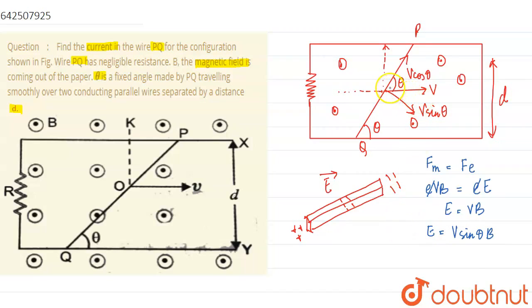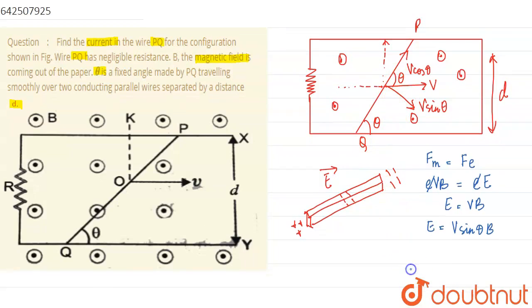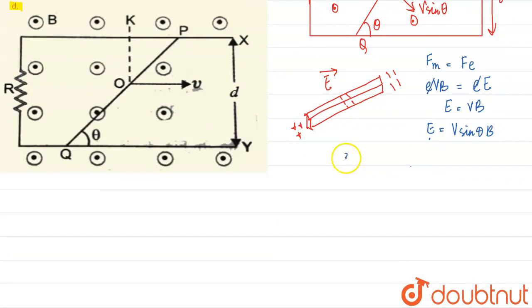Now we know whenever a wire moves inside a magnetic field, there is EMF, and that is motional EMF. So that EMF will be given by this. That is E is equal to BLV, right? What is B? That's B, and then V. What is V? V sin theta. And then we have the length of the wire, that is PQ.